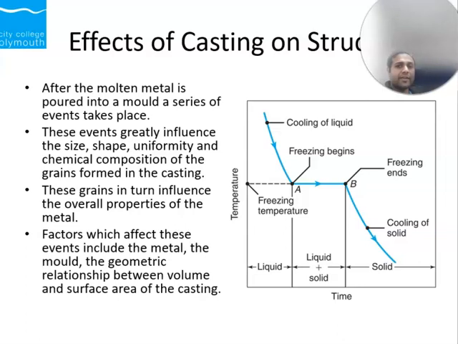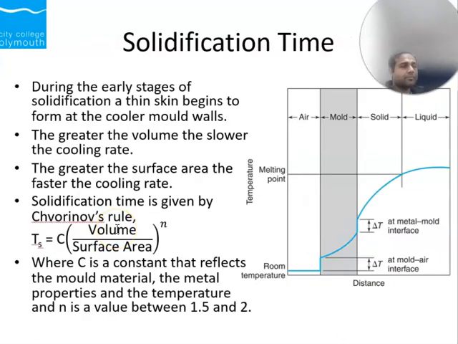Now, the next is solidification time. In the early stage of solidification, say I pour metal into a mold. A solid skin will form, because the metal gets in touch with the mold, and the rate of heat transfer at this boundary will be a lot more compared to the rate of heat transfer in the middle. The mold walls are cold, so the skin will form. The greater the volume, the slower the cooling rate.